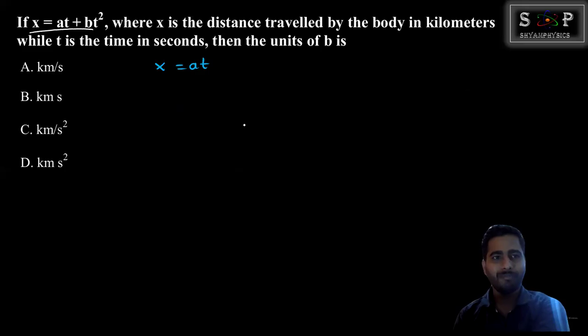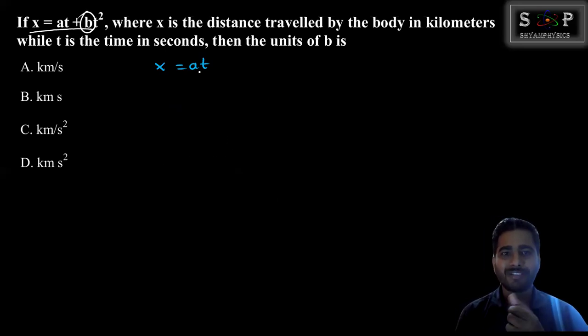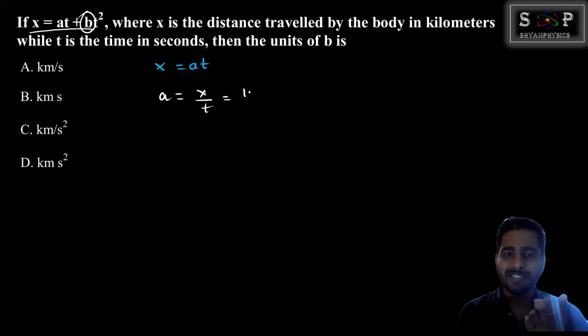Similarly, if x is equal to at plus bt square, where x is the distance traveled by the body in kilometer, while t is the time in second, then the unit of b is? Where is b? Here it is b. Okay, let's do one thing. x is equal to at, right? A is basically x by t. Now x distance is in kilometer and time is in second. They're asking b's SI unit.